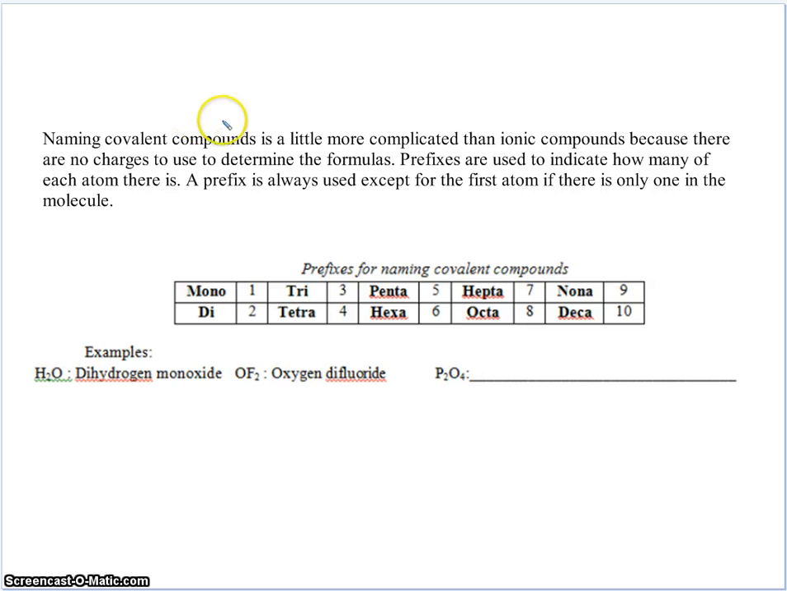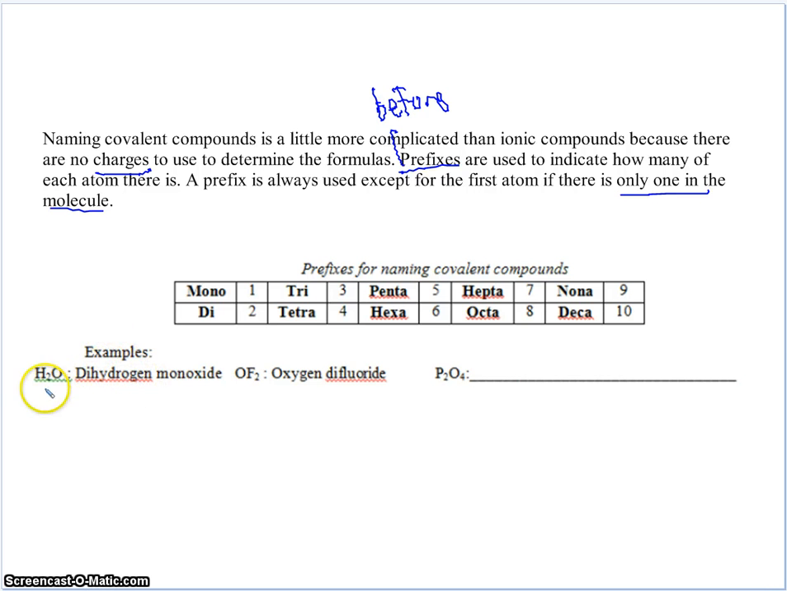Naming covalent compounds is a little more complicated than ionic compounds because there are no charges to use to determine the formulas. Prefixes are used, so prefix, pre goes before, are used to indicate how many of each atom there is. A prefix is always used except for the first atom if there's only one in the molecule. So prefixes for naming: mono, di, tri, like tricycle, tetris, pentagram, hexagram. Okay, I get it.